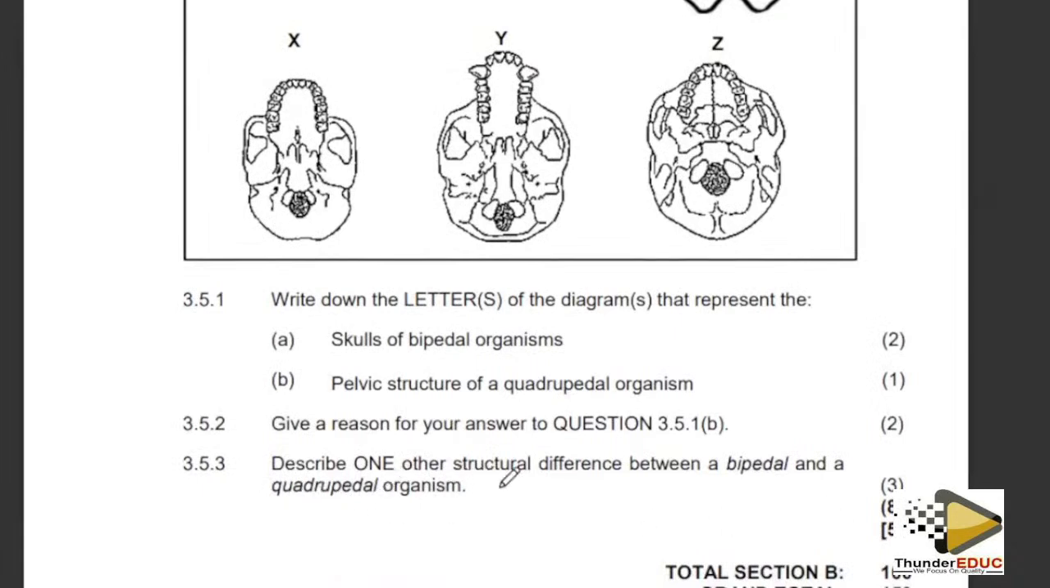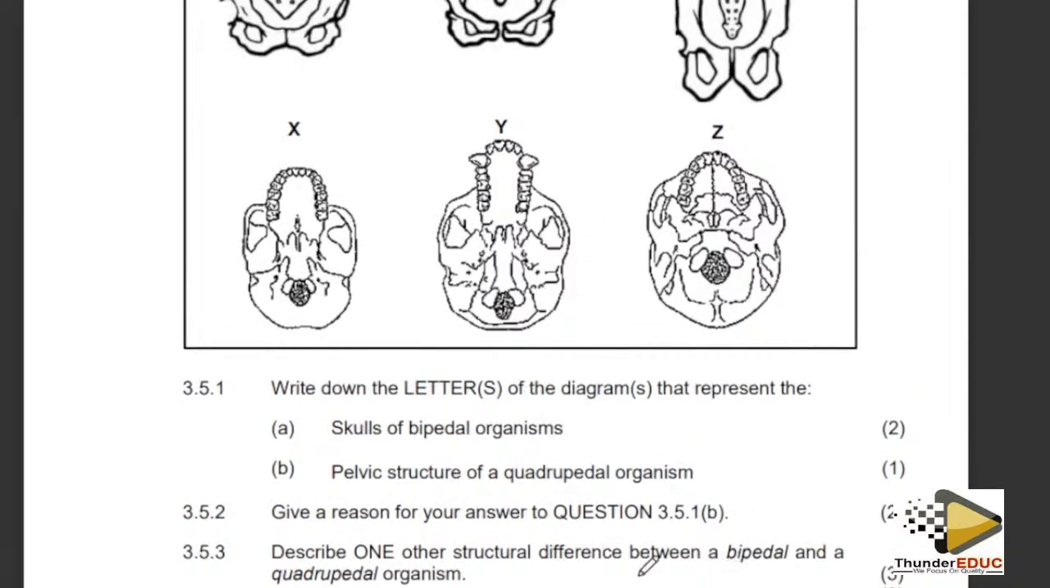Describe one other structural difference between bipedal and quadrupedal. I gave the difference, ne? Short and wide, the factors which affect that.